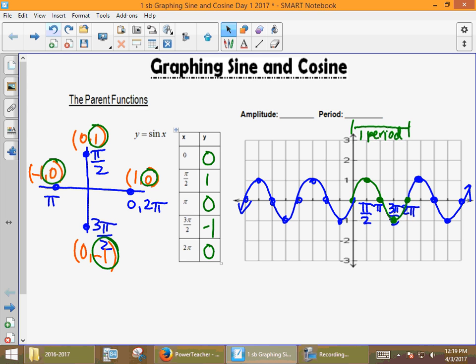They each have a height of 1. You have an up wave, it hits the x-axis, then you have a down wave, and it just repeats over and over again. You may have done this a little bit in honors algebra too. Hold off on that until we get to it.